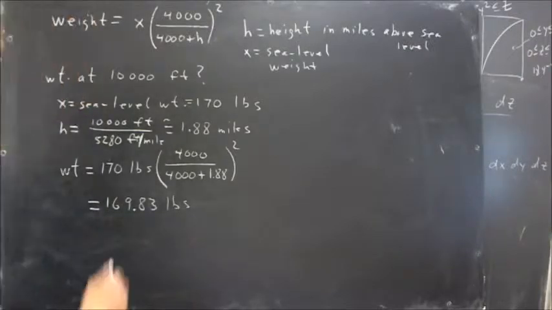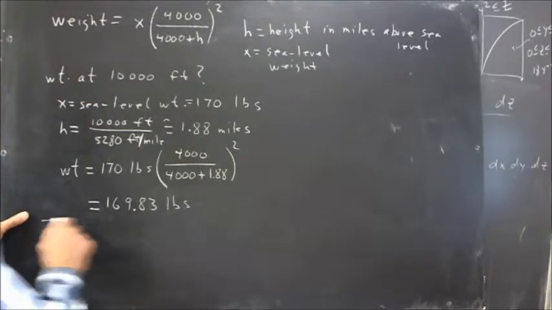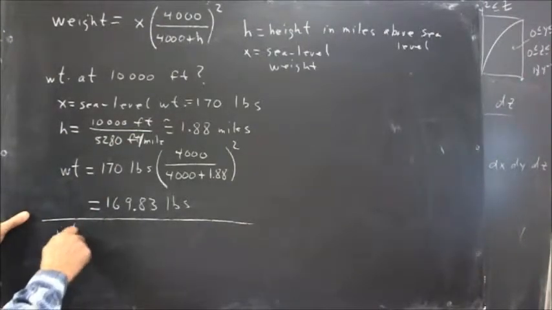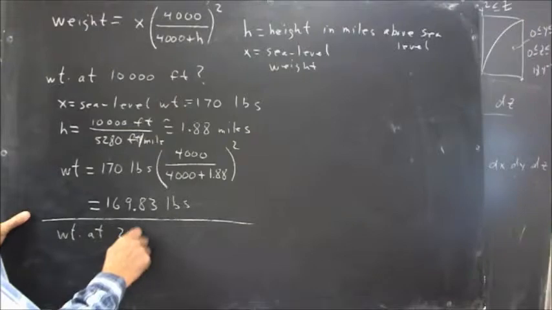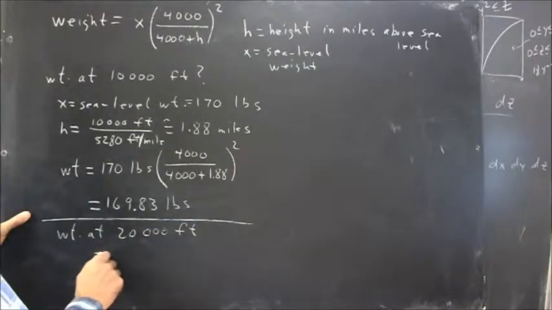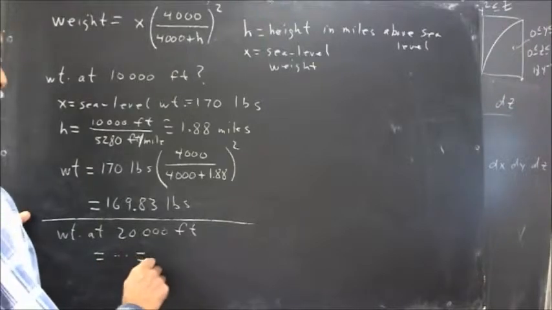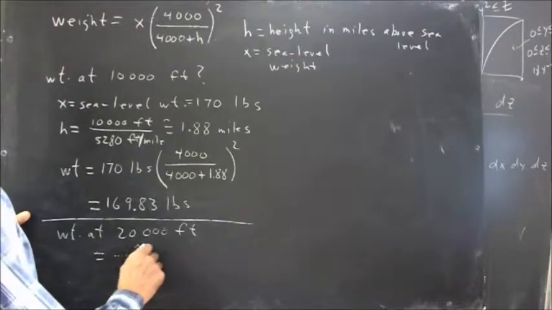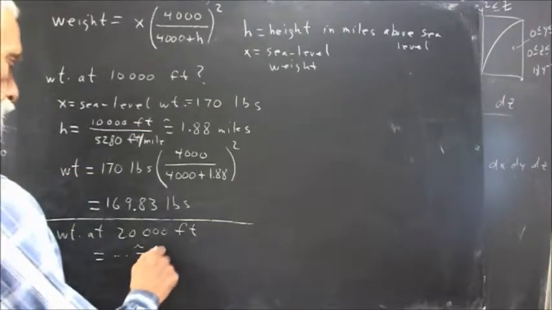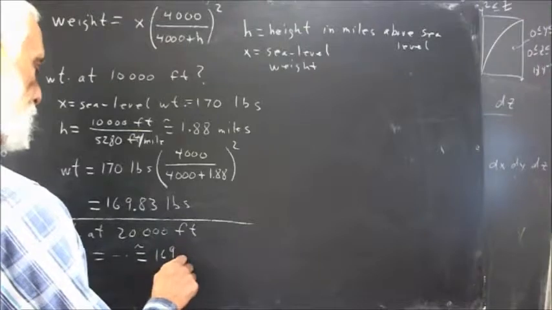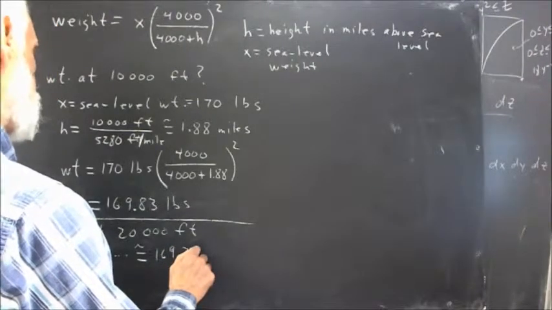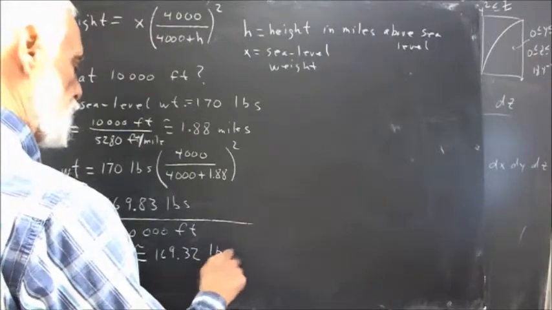Okay, so that's our weight at 10,000 feet. The weight at 20,000 feet, well, we just do the same thing, and I think we get approximately 0.68 off of that would be 3.2, so I think we get 169.3, wait a minute, 68, yeah, 3.2 pounds.